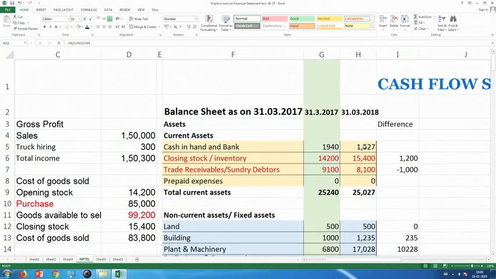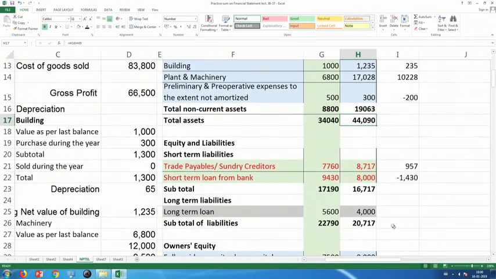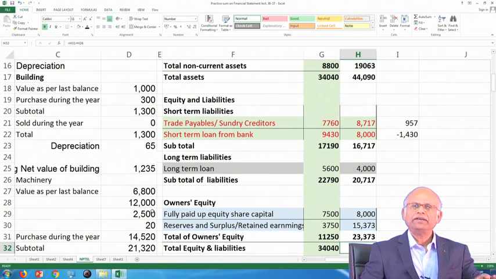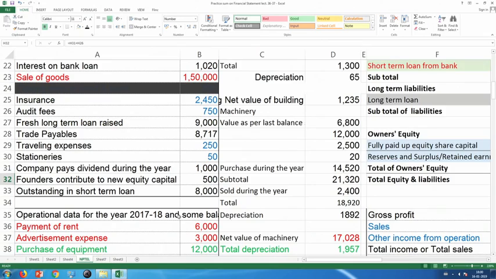So, the cash position comes here as 1527, and the total of the asset side becomes 44,090, and the liability side also becomes 44,090, because it is all from formula. So, depending on how you change your balances in the ledgers, like I have changed the balance in outstanding short term loan to 8,000, cash position becomes slightly manageable.